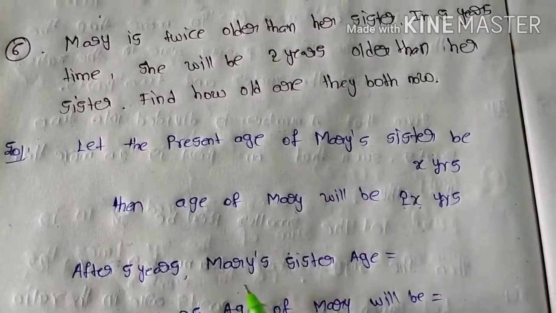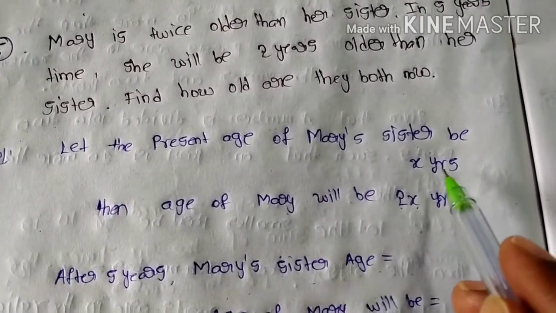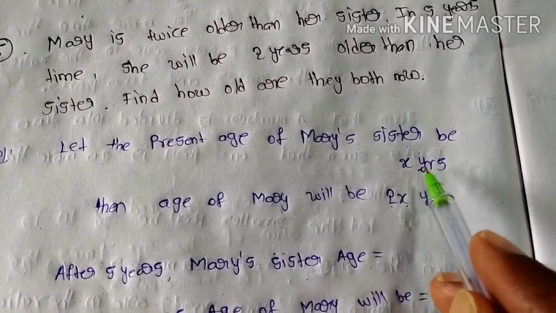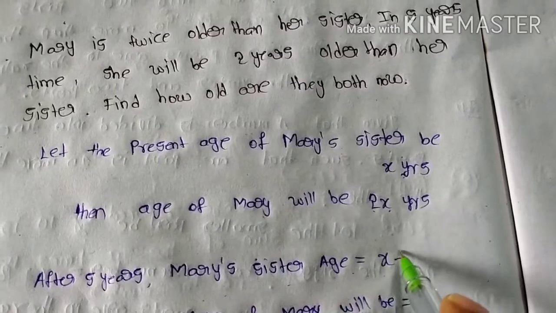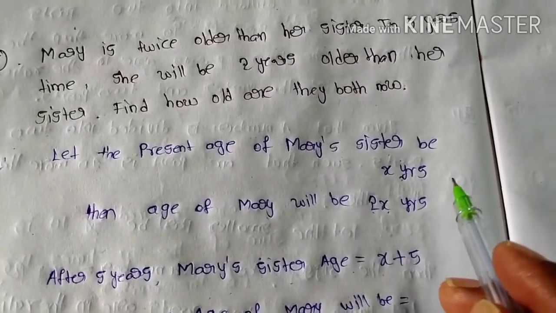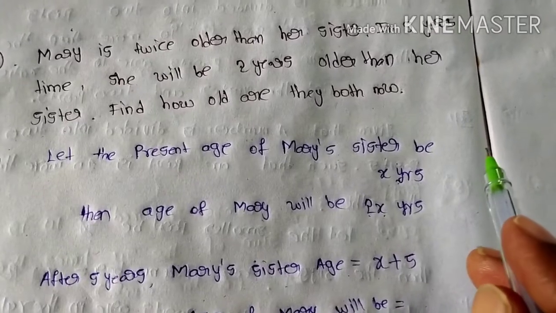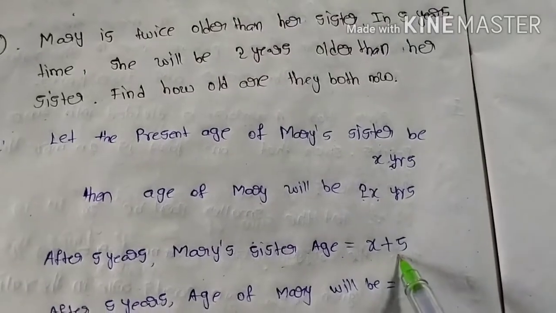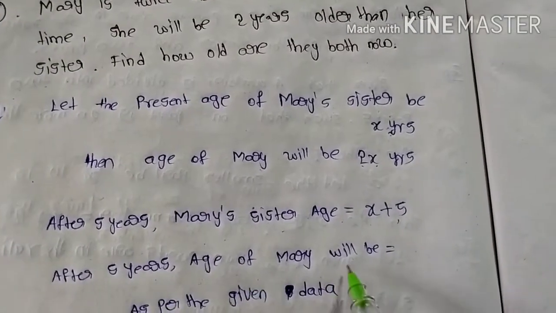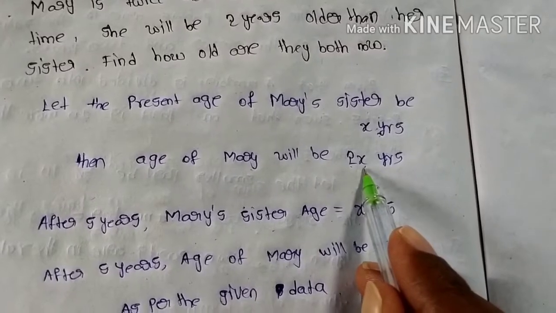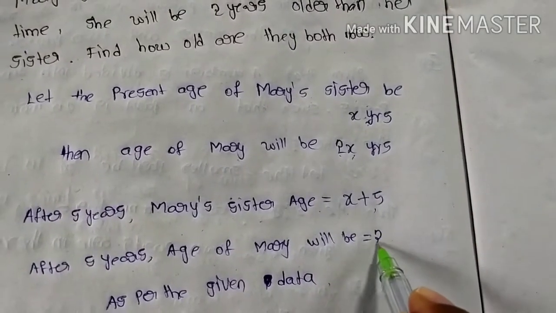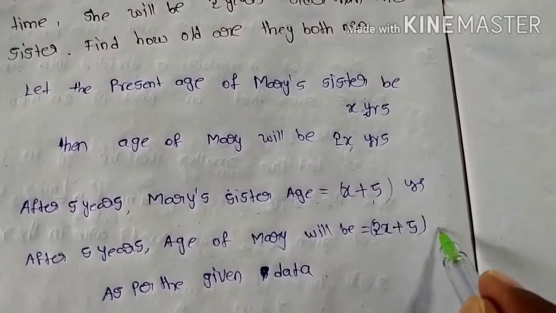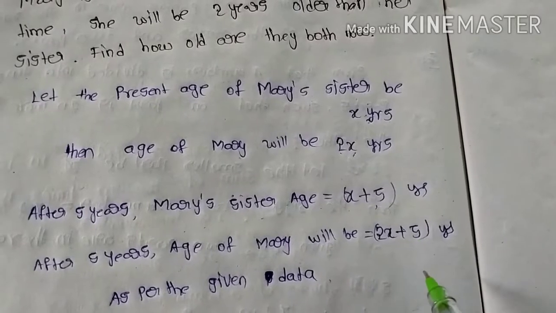Now see, after 5 years, Mary's sister's age. See here, Mary's sister's age will be now how much here? X only. After 5 years, it will become x plus 5 or not? Yes, x plus 5. For example, you can think your present age is 10 years. After 5 years, it will become 15 or not? How can you think? 10 plus 5 is 15 like that. After 5 years, x plus 5. In the similar way, after 5 years, the age of Mary will be, already present age is 2x years. After 5 years, it will become 2x plus 5 or not? Yes, 2x plus 5 years.